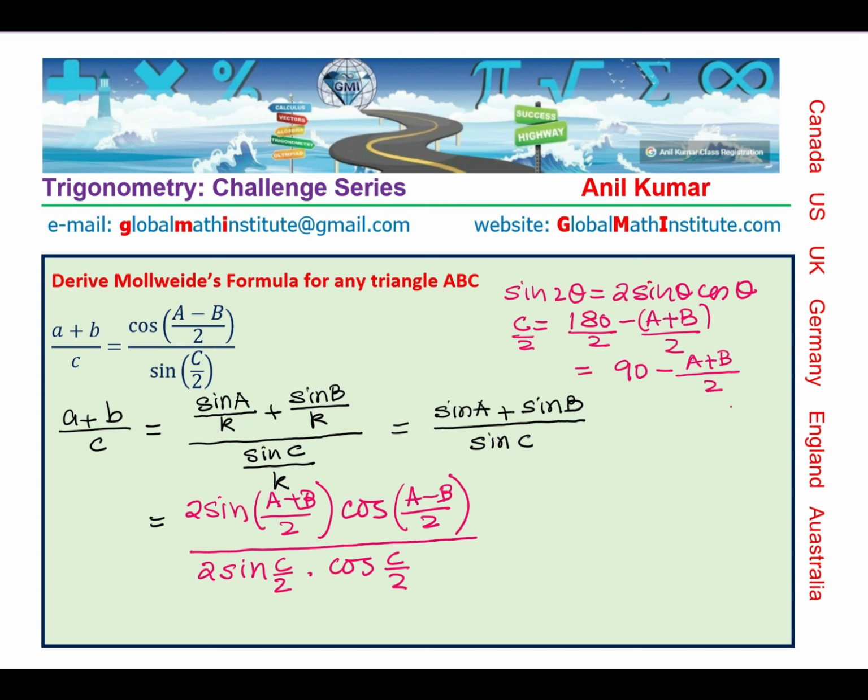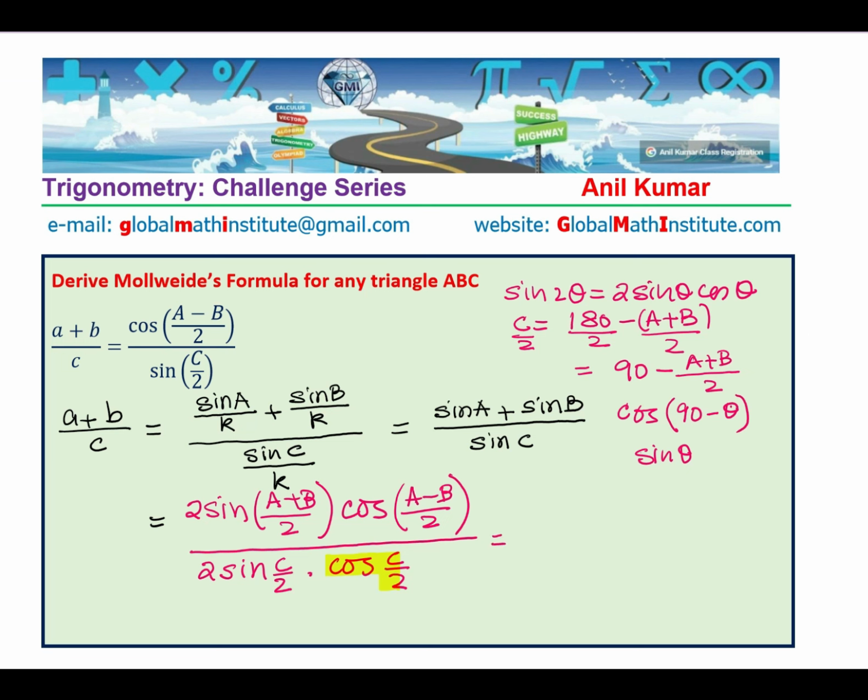Now we have this expression, cos of C by 2 here, which we don't want since we need sine of C by 2, which is already there. So we have to remove cos C by 2. Here you see, cos of 90 minus theta is sine theta. Perfect. So we are going to use these two concepts to get our final result.